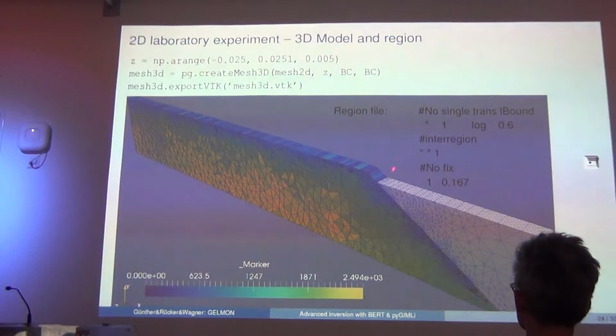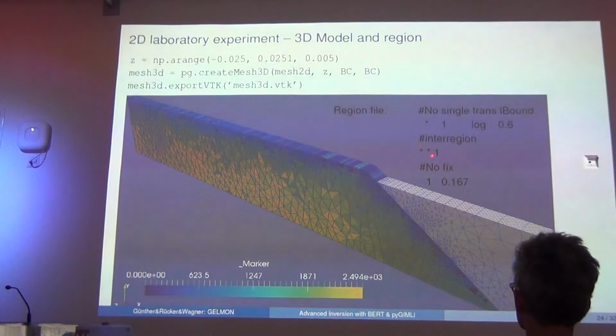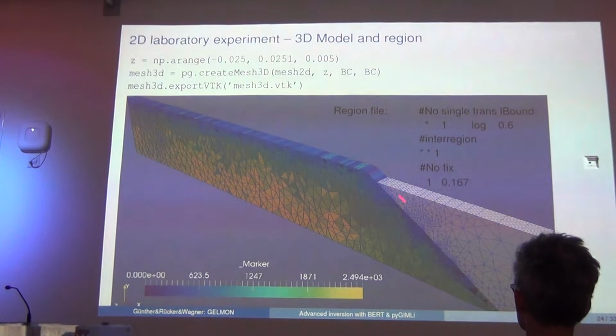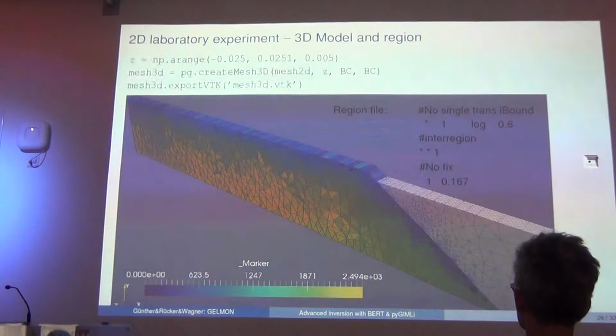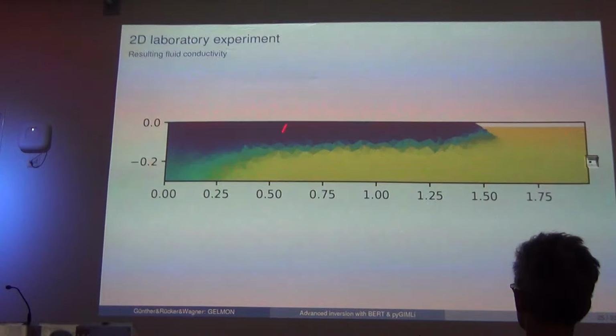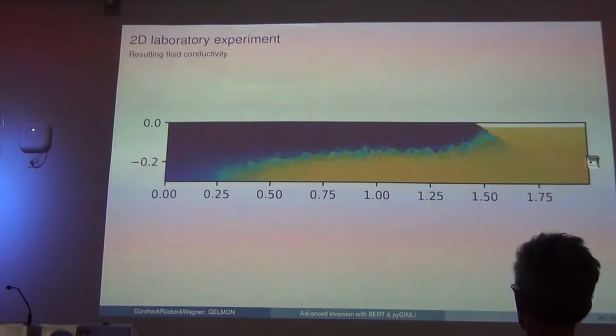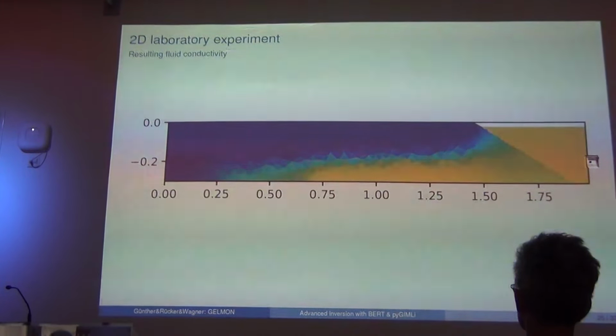So I'm doing an interregion constraint, so normal smoothness between all sets. And finally, I'm fixing the water layer here, which layer I'm measuring. This could also be time dependent, that's no problem. So then you see the 2D inversion result, and you see the freshwater.